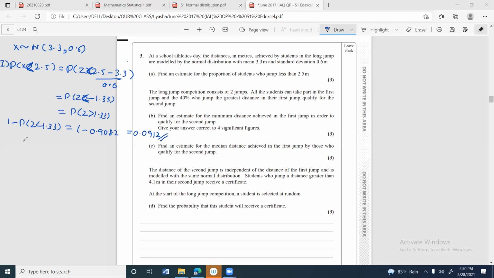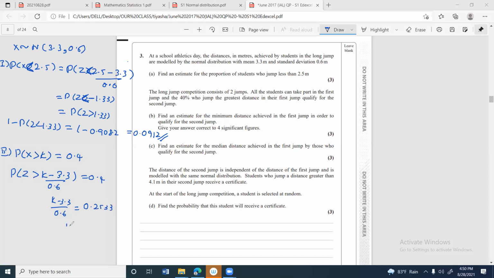Then the next part is, if you work out the probability that the distance you travel should be greater than a certain value, this should be the highest 40%. 40% means 0.4. Initially, what you need to do is make them into standard normal. Z is greater than (K minus 3.3) divided by 0.6 is equal to 0.4. From that table, we've gotten that answer. (K minus 3.3) divided by 0.6 is 0.2533.